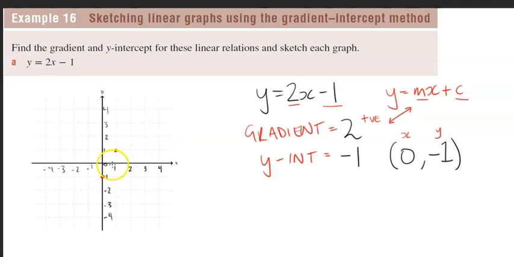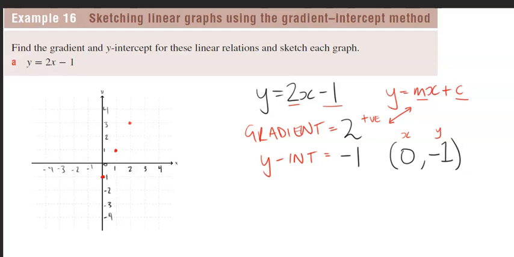And let's just double check that. When x is equal to 1, y is equal to 1. Let's substitute x equals 1 into this equation. 2 times 1 is 2, minus 1 is going to equal 1. So our y has to equal 1, which it does. And then from this point here, for every 1 I go across to the right, and it's always to the right, I go 2 up. The only case where it is different is if the gradient is a negative number. In that case, for every 1 I go to the right, I will go however many units down.